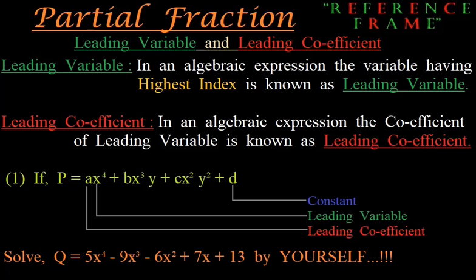Similarly, if you look at q, the highest index is x^4, then 9x^3 plus 7x. That means 4 is the highest index. Since here we do not have any other variable like y in the previous one, definitely x is the leading variable and 5 will be the leading coefficient. Okay, let's move.